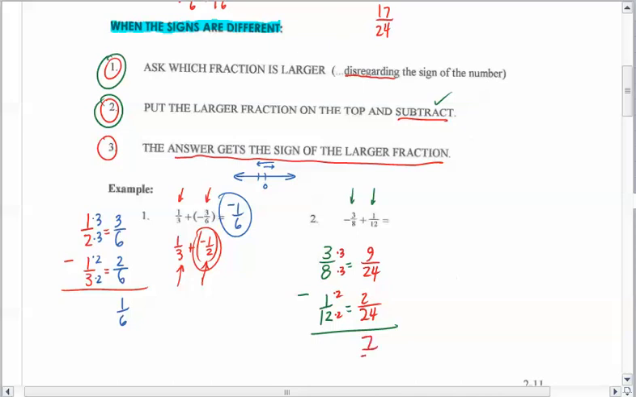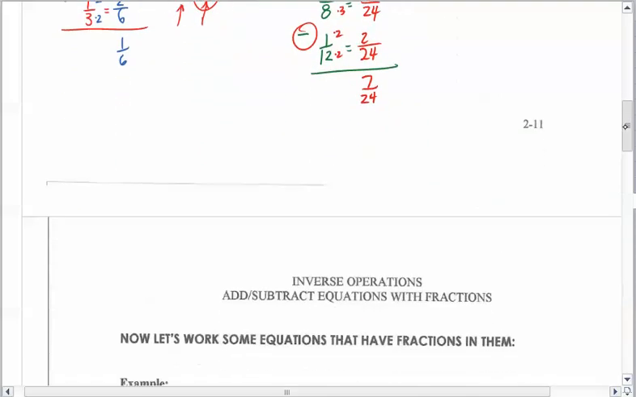Alright, 7/24. Okay, so because we were subtracting, I've already written that. Is that in simplest form? Indeed it is. Now, the answer gets the sign of the larger. So let's go back to what we thought was larger. Well, the 3/8 was definitely larger, and look, it was negative. So we're going to have a negative. Alright, very good. Let's move on.